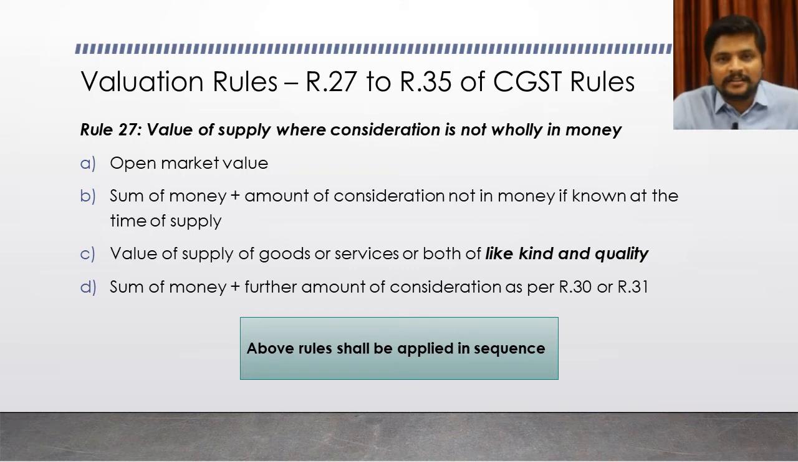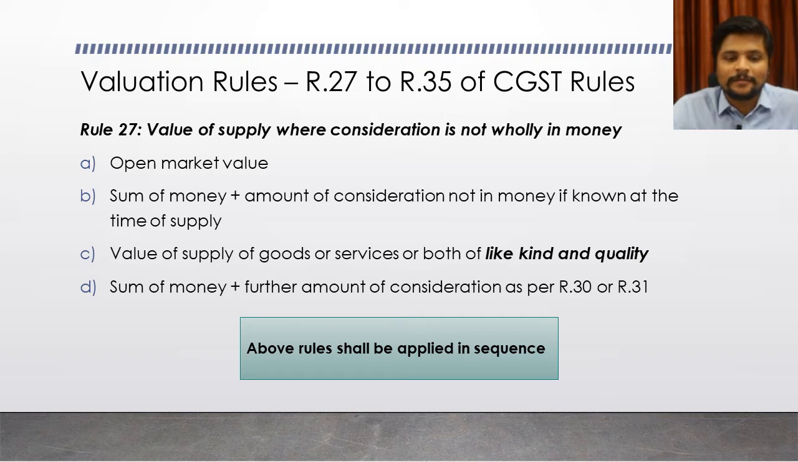The condition here is, I have discussed 4 clauses, clause A, clause B, clause C, clause D. These 4 clauses have to be applied in a sequential manner. You cannot randomly choose any of the clauses. If the first clause fails, then only you can refer to the second clause. You cannot directly refer to the second clause until you test the availability of information under the first clause. So all these clauses have to be applied sequentially. That is very important.